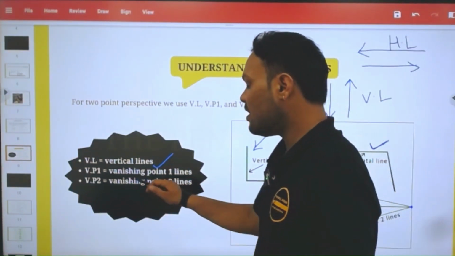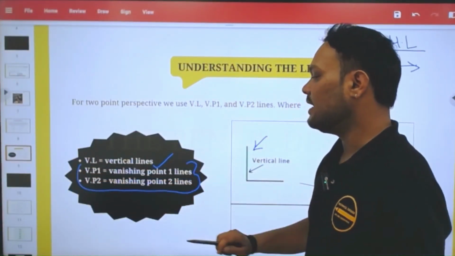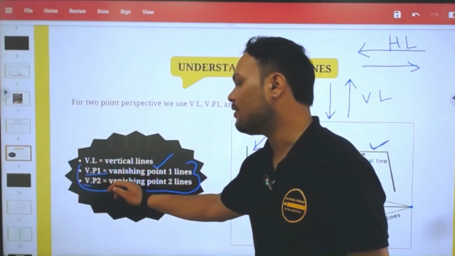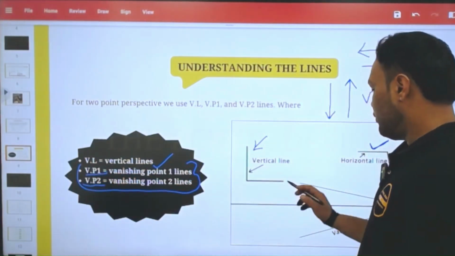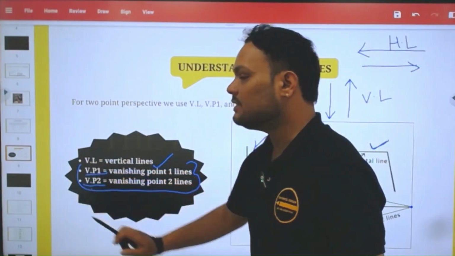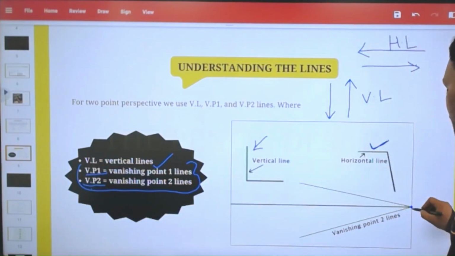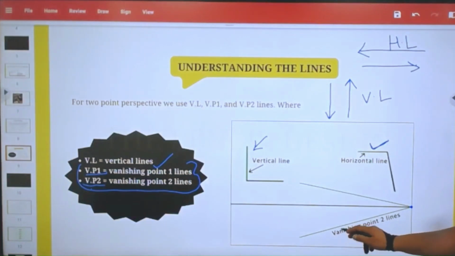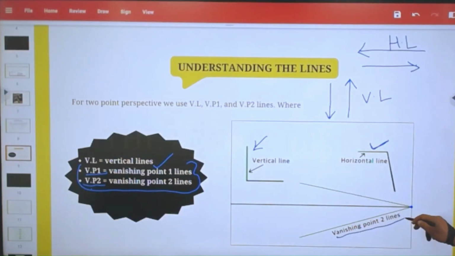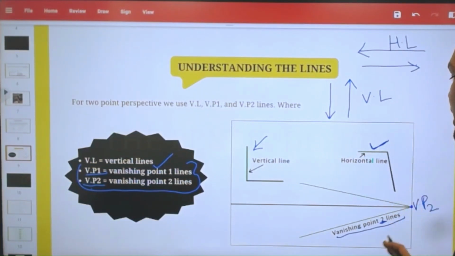Now, ये 2-point perspective के लिए these two lines are very very important. That is vanishing point 1 line as well as the vanishing point 2 lines, right? So what is the meaning of this? These VP1 and VP2 lines are actually horizontal lines, right? But when we are using a specific point, for example, in this image you can see vanishing point 1 lines, vanishing point 2 lines. So which means this is the point. इसको हम बोलेंगे vanishing point 2. Always on the right hand side of your sheet it will be.